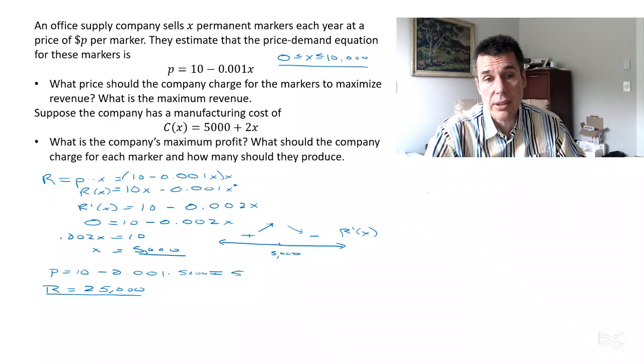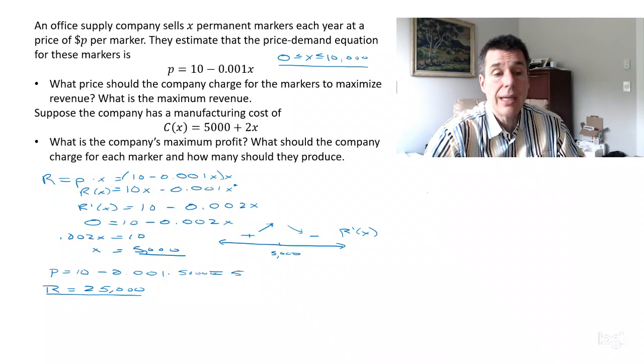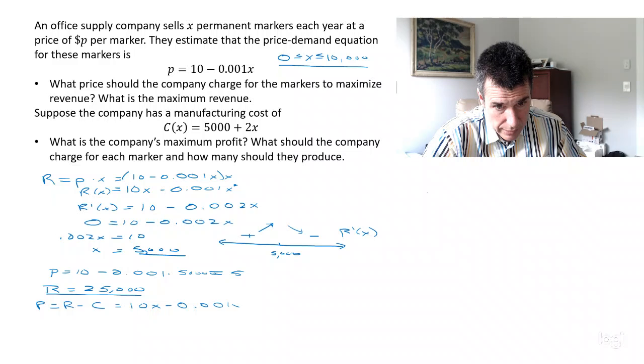Next, we're going to do the same thing, but this time we're going to include our costs. So the company has a manufacturing cost of 5,000 plus 2x. And we want to know what is the company's maximum profit, what should they charge per marker, and how many should they produce. So this is roughly the same problem. So profit is equal to revenue minus cost, which is equal to 10x minus 0.001x squared minus costs, which are 5,000 plus 2x.